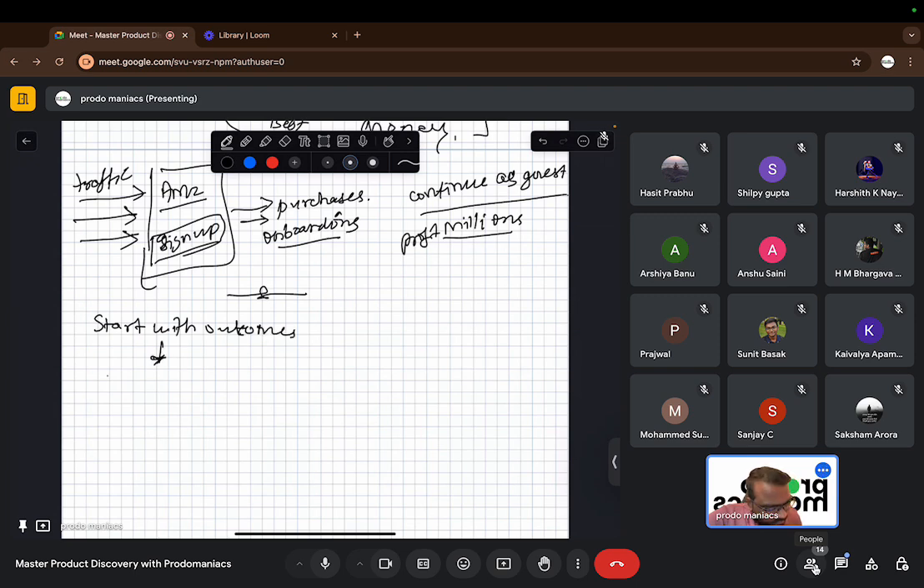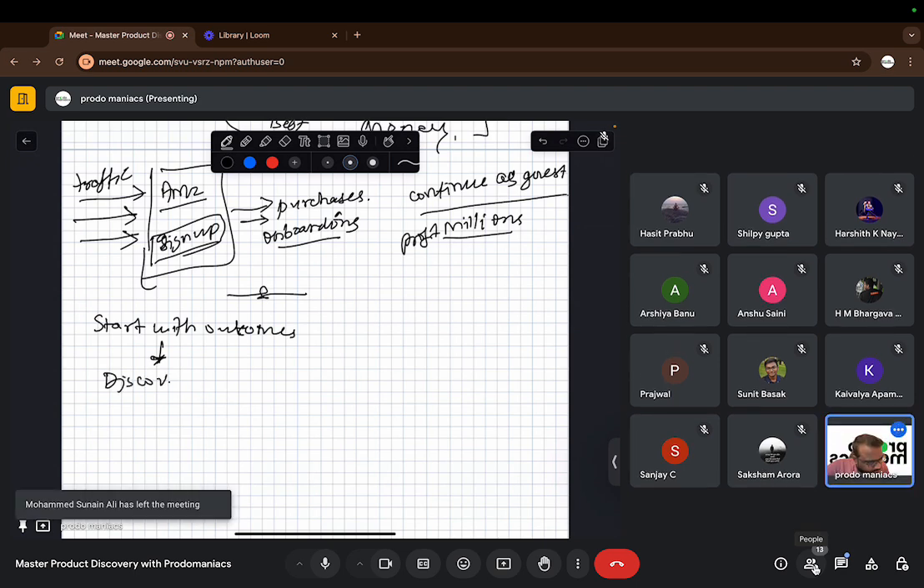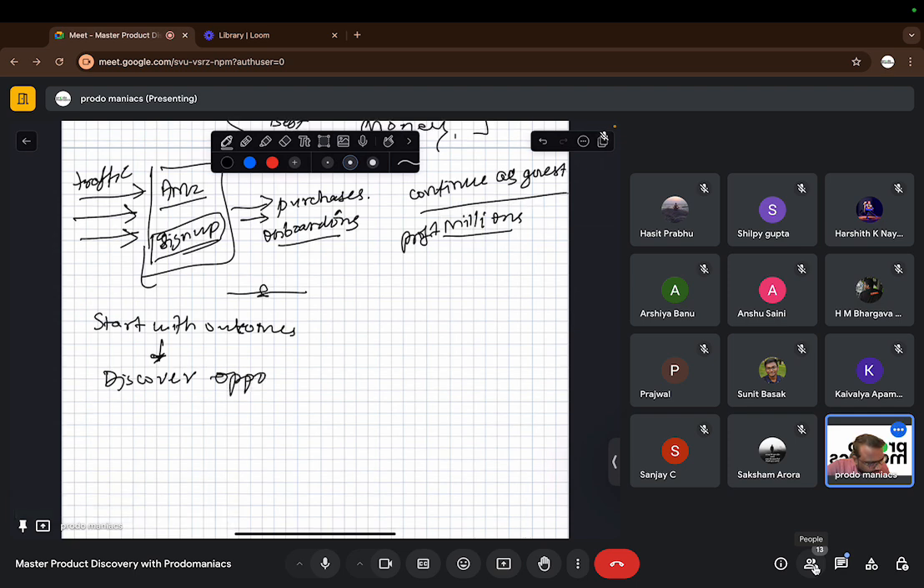Okay, then we figure out the opportunities, and then we discover solutions. 3-step process: outcome, opportunity, solution, tree.